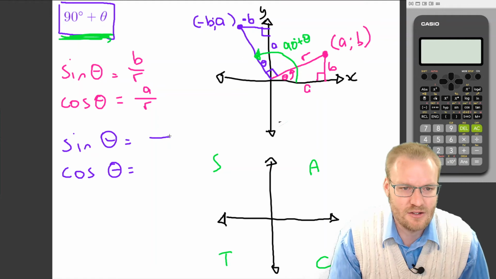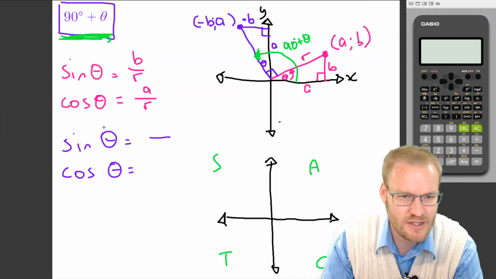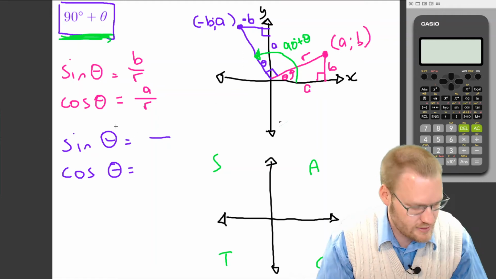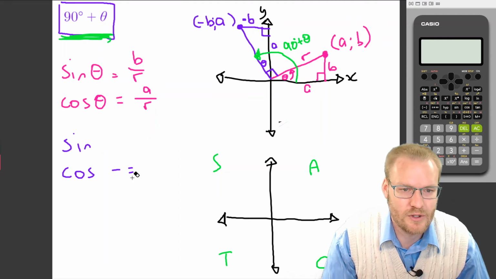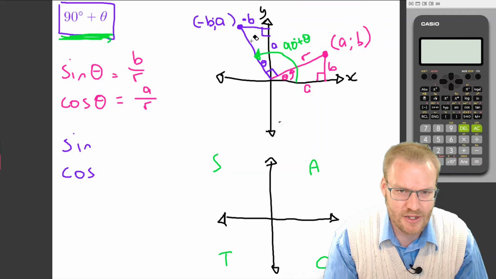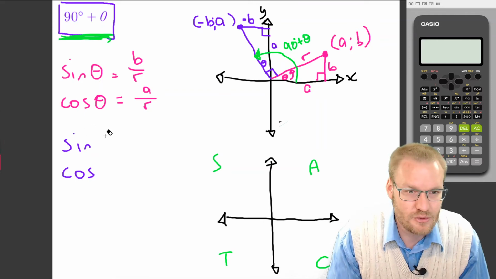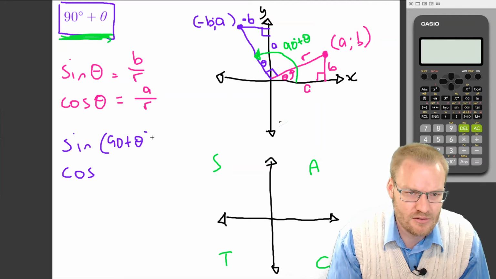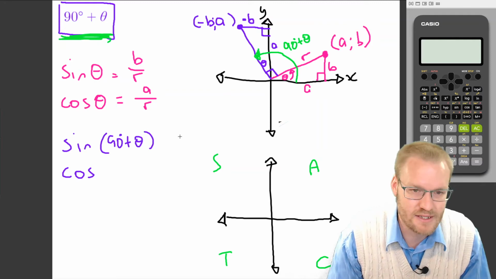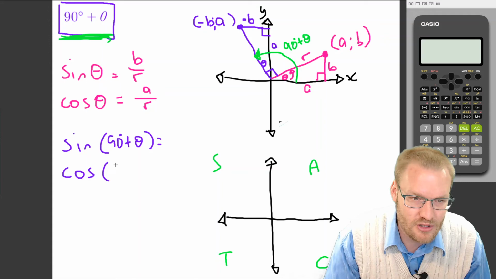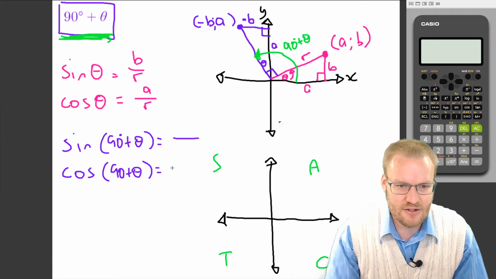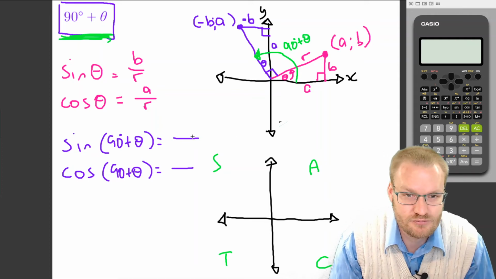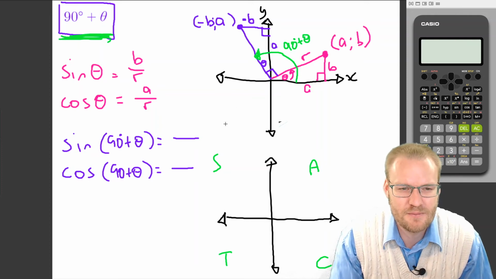Okay, and let's look at sine and cos. Not theta, sorry, that's a mistake. We're looking at 90 plus theta. That's how we got into that triangle up there. So we're saying, what is sine of 90 plus theta? Or of course it could have been theta plus 90. And we're looking at cos of 90 plus theta. Okay, so sine of 90 plus theta. What do you think it is?